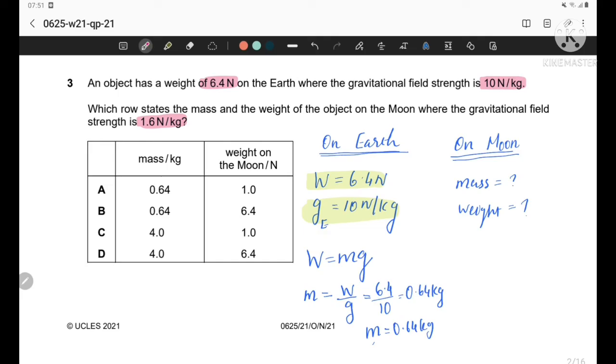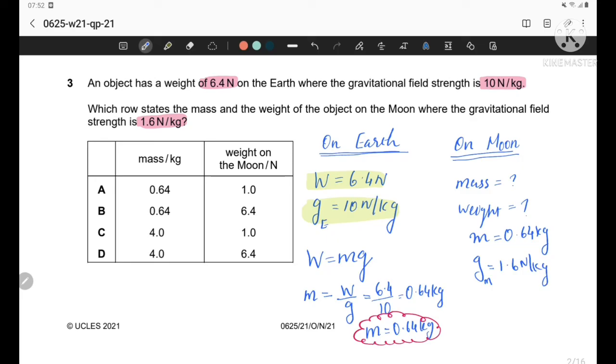And we need to understand one important thing: mass will remain constant. It doesn't matter whether the object is on Earth or Moon or any other planet, the mass will remain constant. So the mass of this object when it is on the Moon will also be 0.64 kilogram. Therefore, we have the mass of the object on the Moon, and the gravitational field strength of the Moon is also given, that is 1.6 Newton over kg.